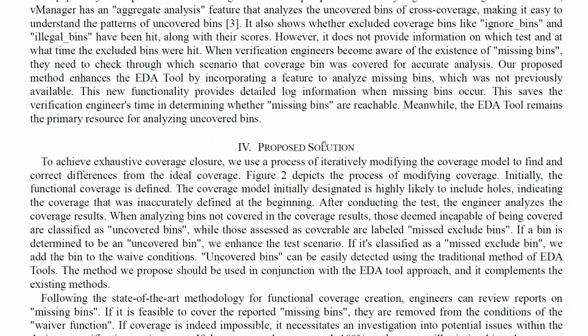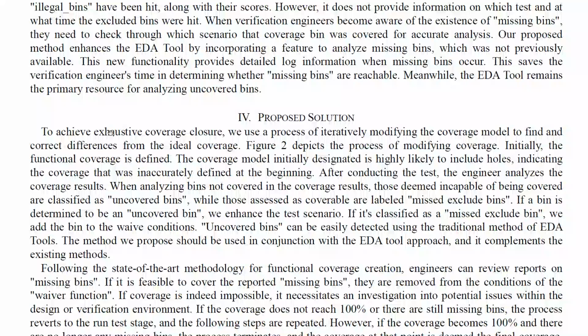Chapter 4 Proposed Solution. To achieve exhaustive coverage closure, we use a process of iteratively modifying the coverage model to find and correct the differences from the ideal coverage. Figure 2 depicts the process of modifying coverage. Initially, the functional coverage is defined, so the coverage model initially designated is highly likely to include holes, indicating the coverage that was inaccurately defined at the beginning.